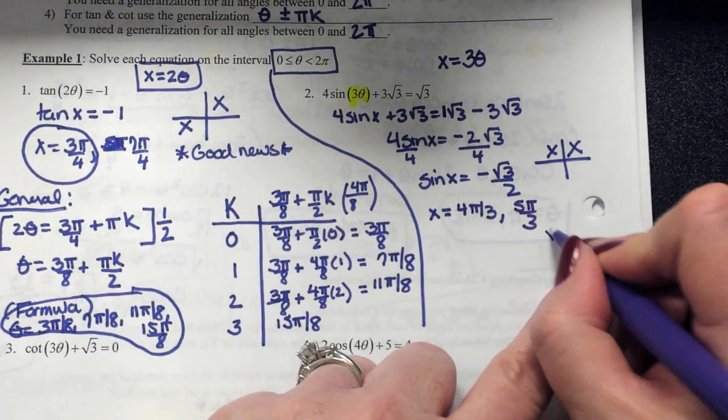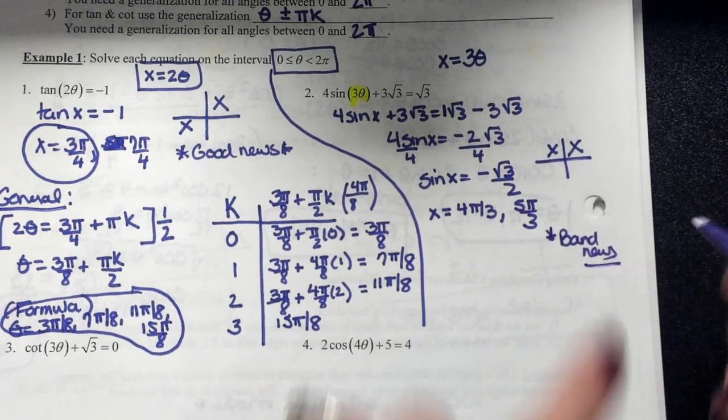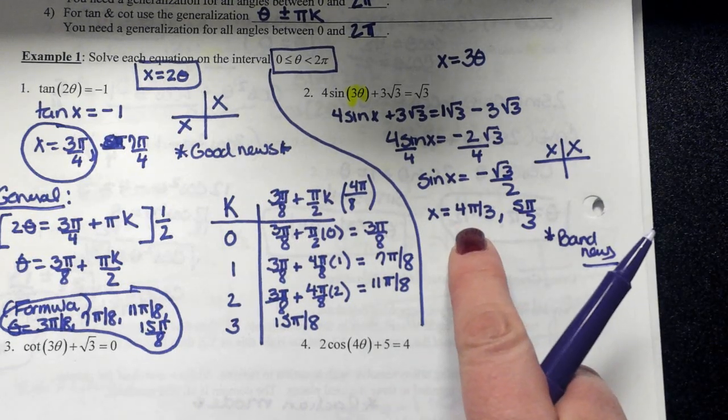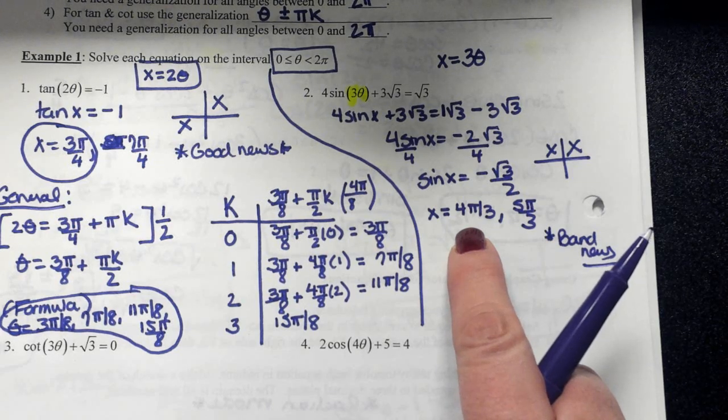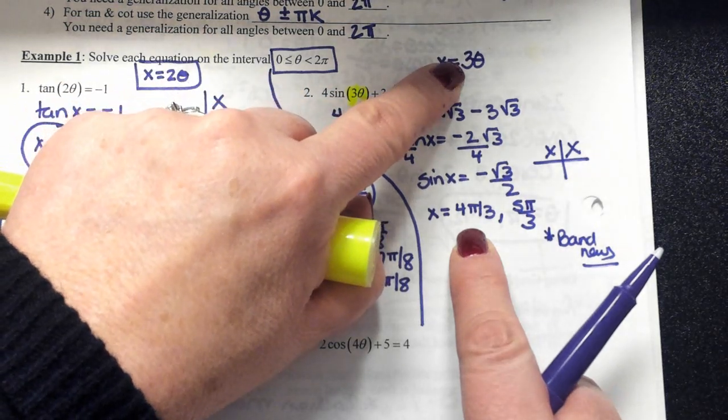Unfortunately, as I say sine, this is the bad news, or you can call it a bonus. Because the period is different than tangent, one of your angles is not going to pick up all the solutions. You have to do a generalization for each angle. Remember what x was equal to. x was equal to 3 theta.